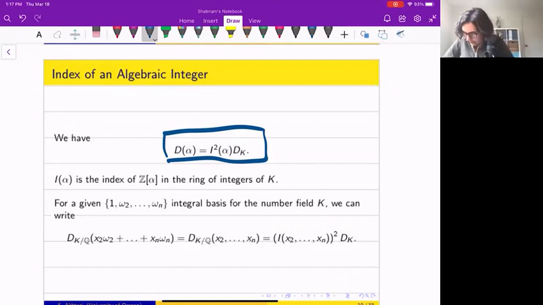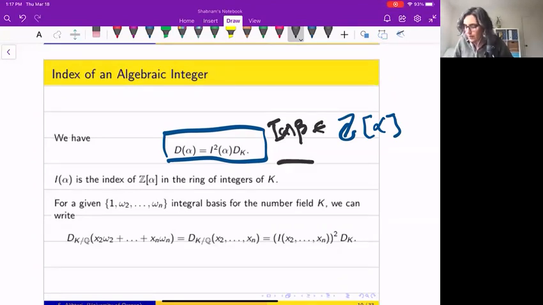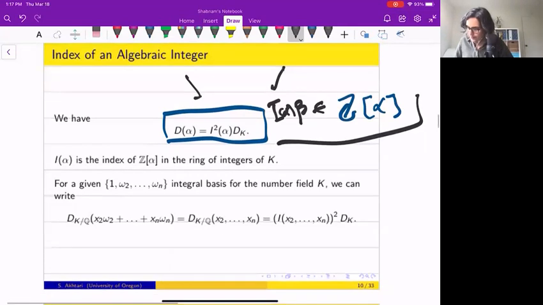Meaning that if you have Z[alpha], every other element in your ring of integers, once it's multiplied by the index of alpha, will live in Z[alpha]. So that's the meaning of index if anybody was not familiar with it. As I said, it's a module index. And that's a very basic equality that you learn in algebraic number theory, probably in one of the first few lectures.